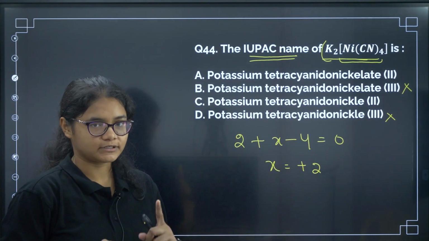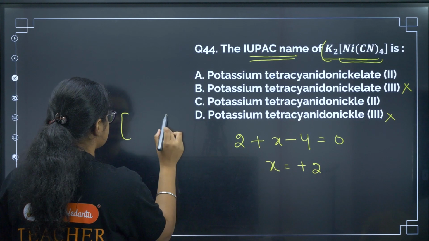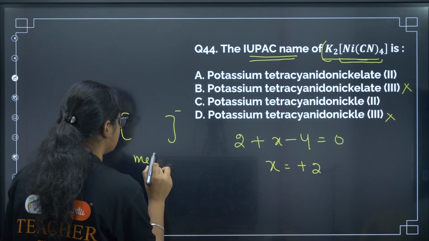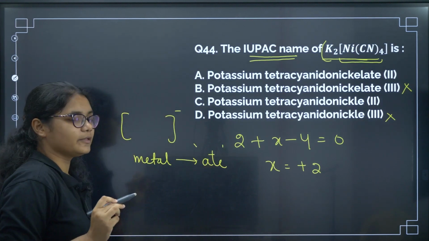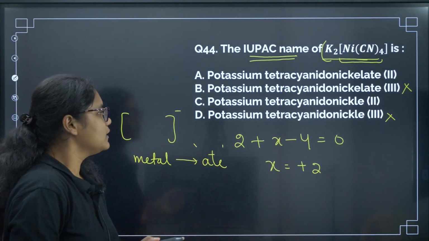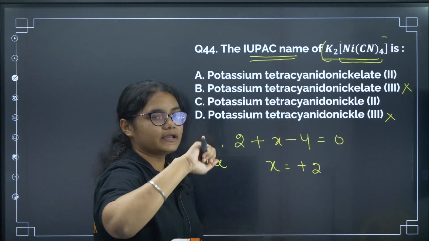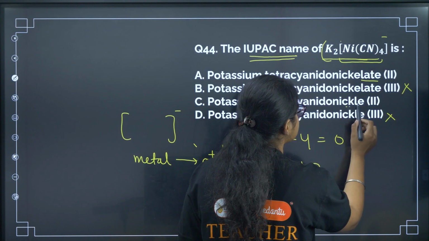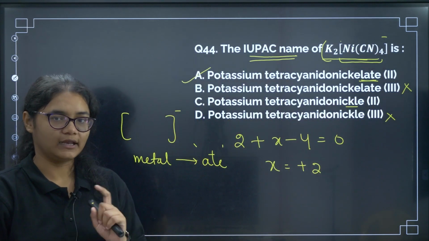Now we are left with option A and option C. If the complex is negative, it's an anion part, then the metal name should end with ATE. This one we should know. Since the complex is an anion, nickel should end with nickelate. If you check these two options, here it is only nickel, here it is nickelate. So the correct answer for this question will be option A.